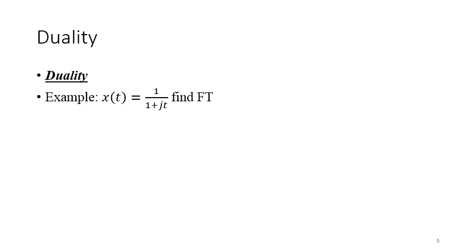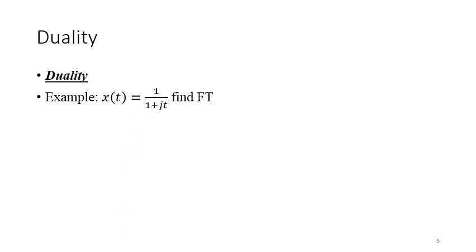So the next numerical problem we have is this one. We have to find the Fourier transform of this signal, x of t equals 1 over 1 plus jt. That's also a bit tough to do in a straightforward way, right? So the better option is that we can find it using the duality property.